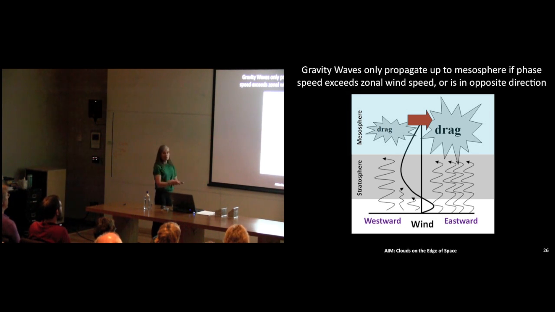So if, for instance, the mesospheric winds were going in the westward direction, and then these waves break, they're going to slow that wind down and maybe even reverse it. If they're going in the eastward direction already, they're going to speed it up.